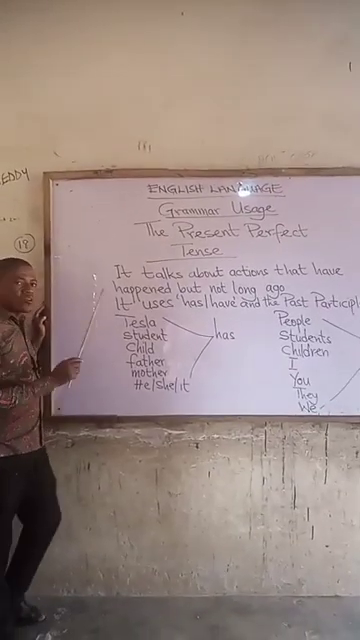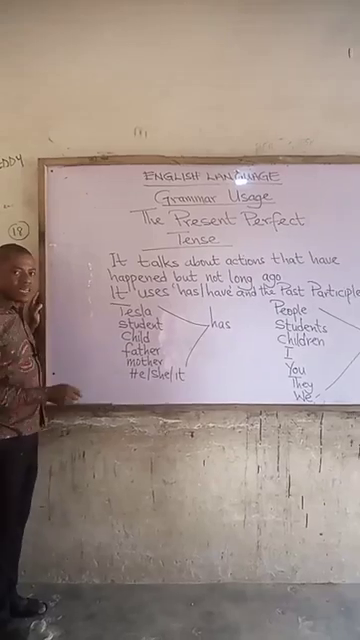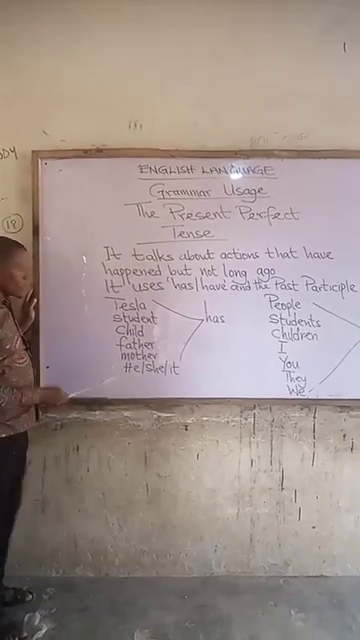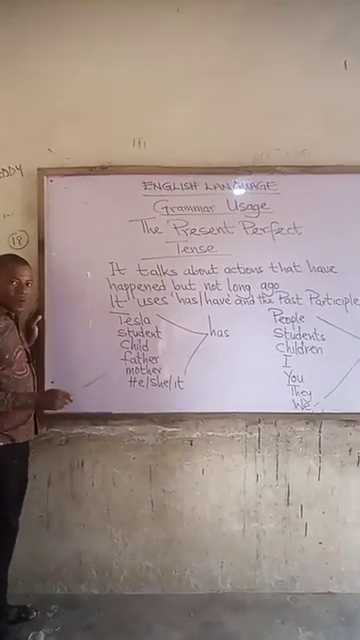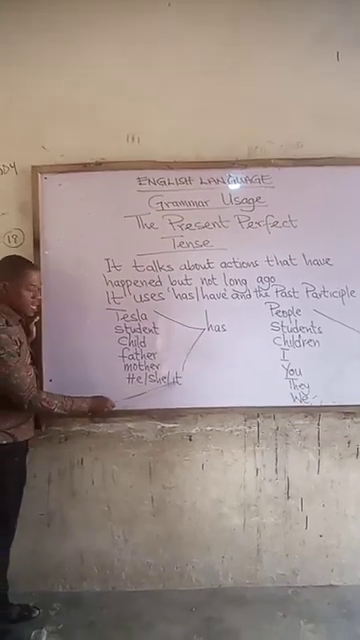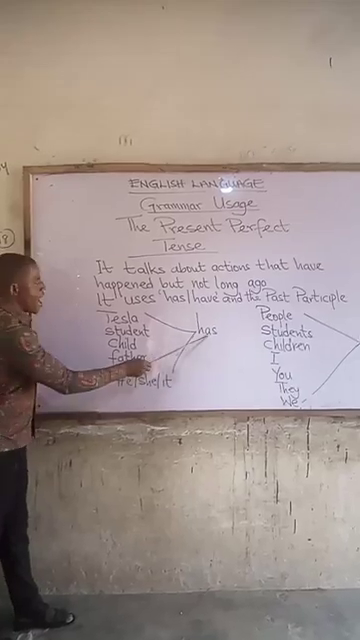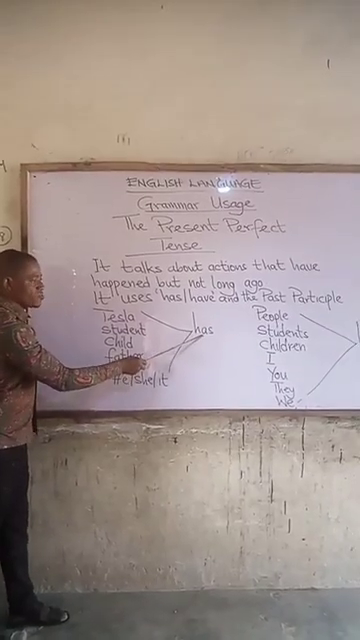Now, anytime that you use third person singular, I'm talking about pronouns. So anytime you use he, she, or it, it should also connote with has, not have. Now, let us continue with the lesson.